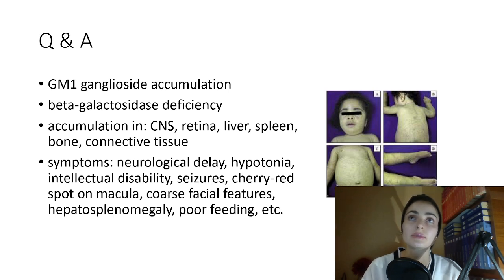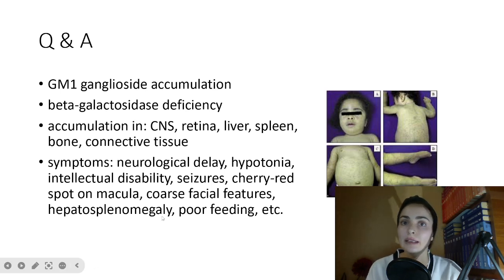Coarse facial features means, to put it as simply as possible, when you look at the patient's face and you know something is wrong. They have some kind of genetic abnormality. It does not indicate any specificity. It can be different, with different types of dysmorphic features on the face, but this is when you look at the patient and you know something is wrong. They also experience hepatosplenomegaly because it also accumulates in the liver and spleen. Hepatosplenomegaly means liver and spleen enlargement.